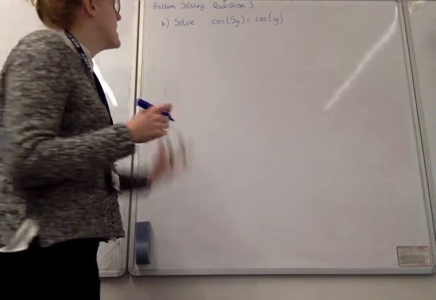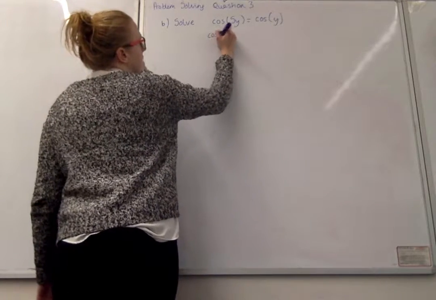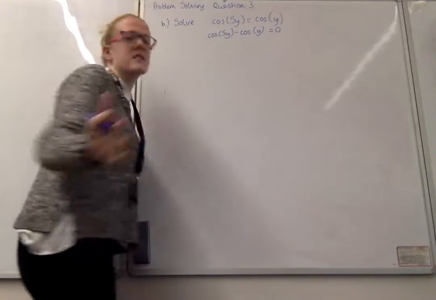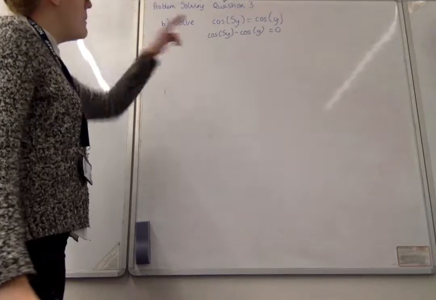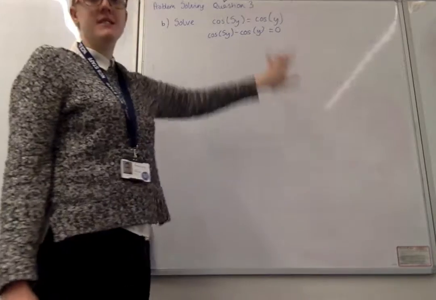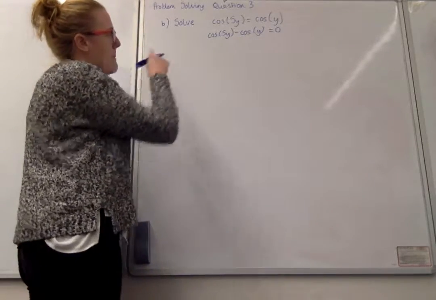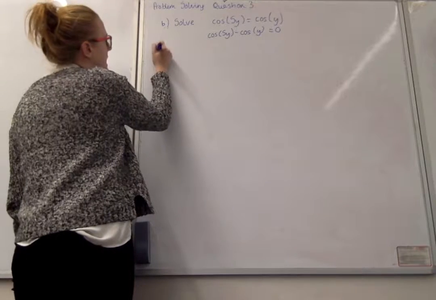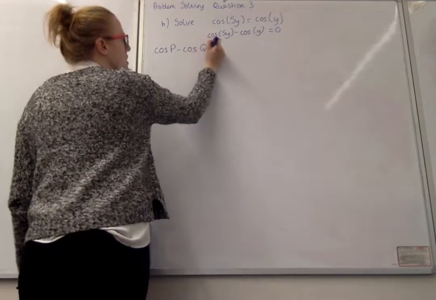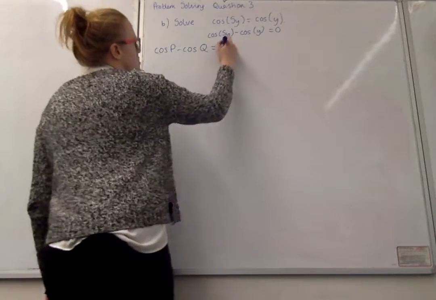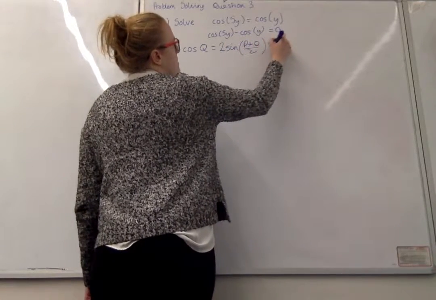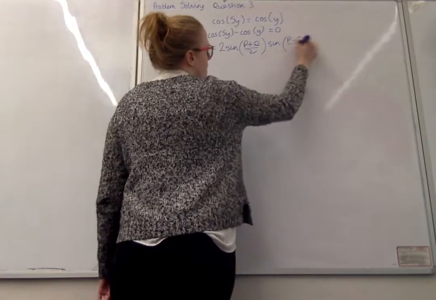The best way to do this, in my opinion, is to bring these together to make it equal to 0, which is normally an obvious step when we solve things in a lot of cases. Now I'm noticing that I can apply the factor formula, which is the last lesson that we did on trigonometry. This factor formula comes from cos p take away cos q is the same as 2 sine p add q over 2 multiplied by sine p minus q over 2.